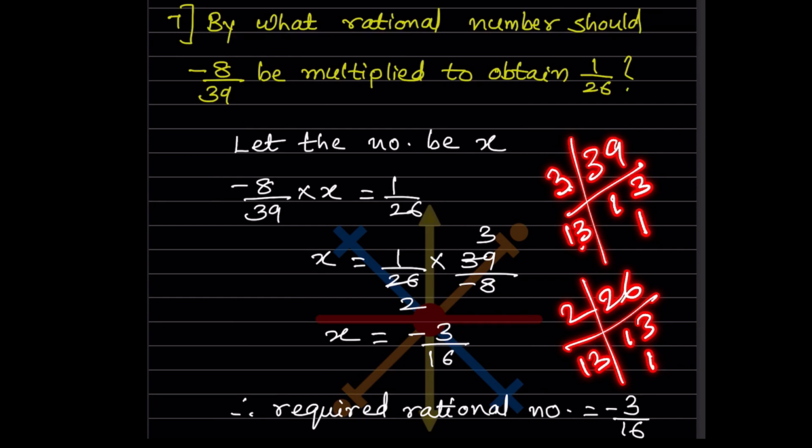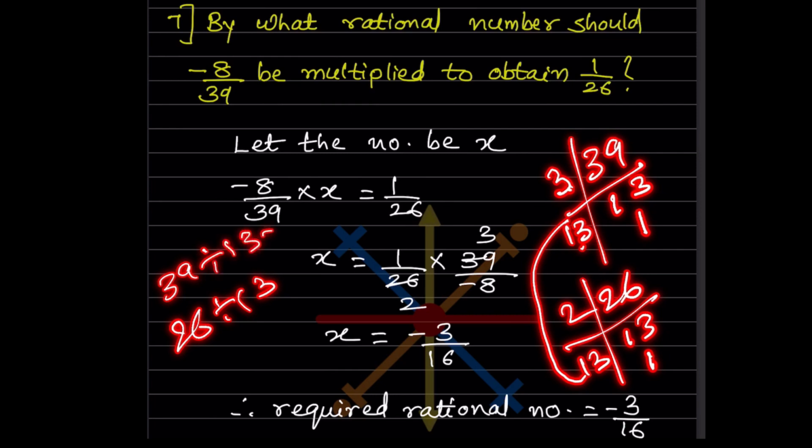If you don't know the table, you can factorize and see. So the common factor is going to be 13. So this 26 divided by 13, and this 39 divided by 13, that will be 3, and this will be 2. We can also go this way.